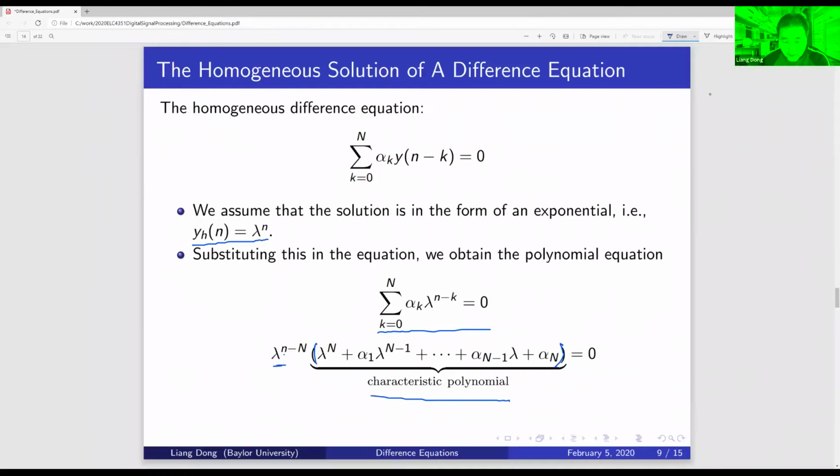Now lambda is a non-zero number. If you can write out a solution like that, lambda is a non-zero number. Therefore, we can divide both sides of the equation by this part, and we end up with the characteristic polynomial equal to 0. Now, if a polynomial equals 0, it means we are trying to find the roots of this polynomial. Those are the zero crossing points.